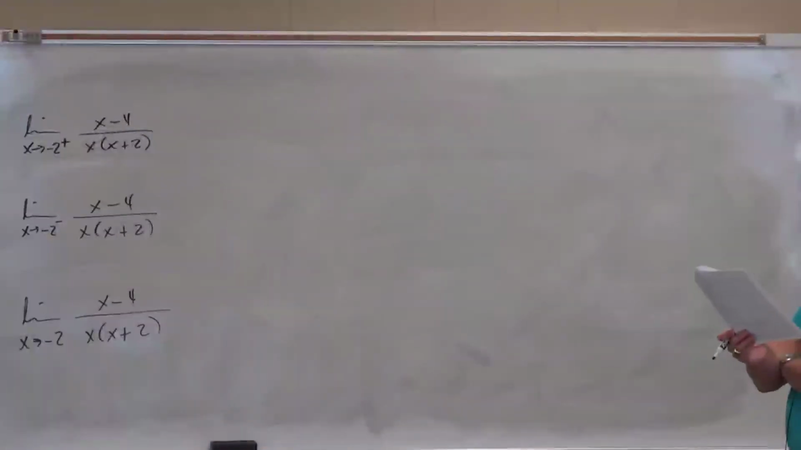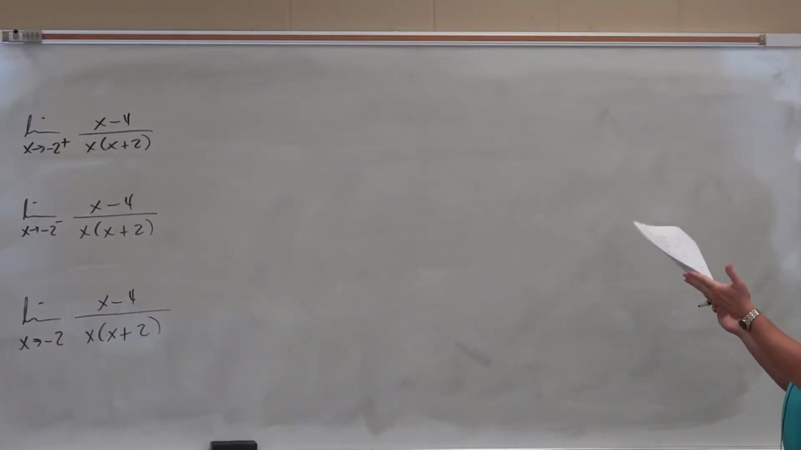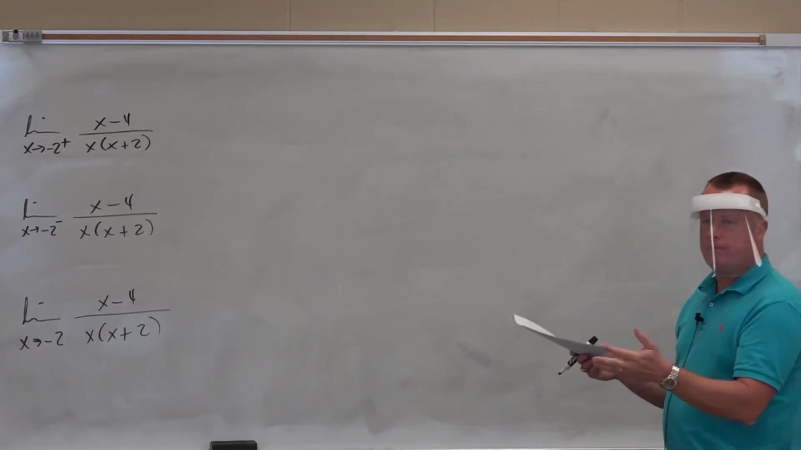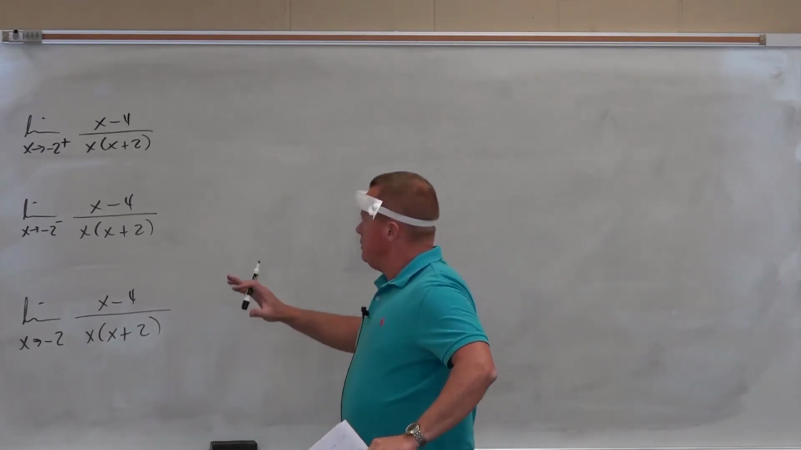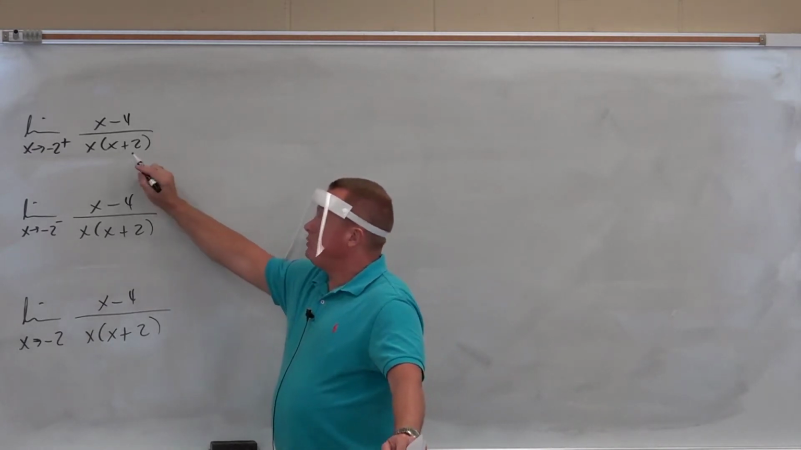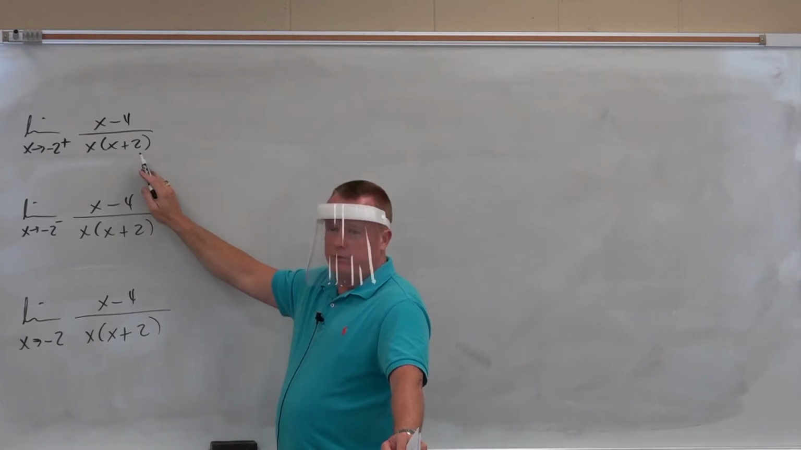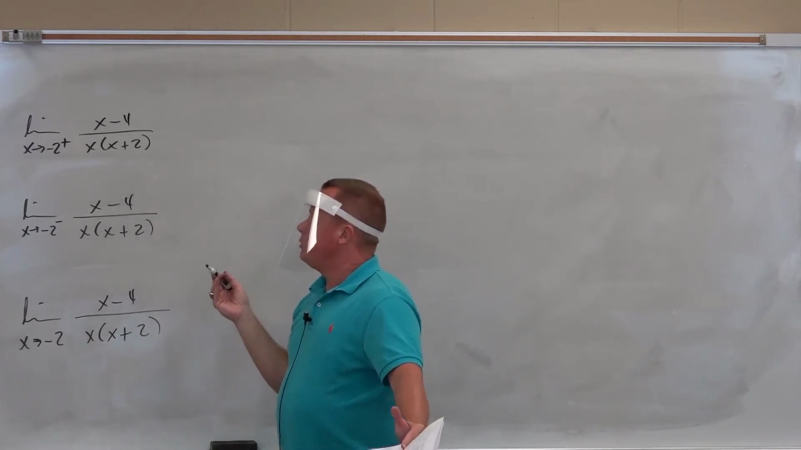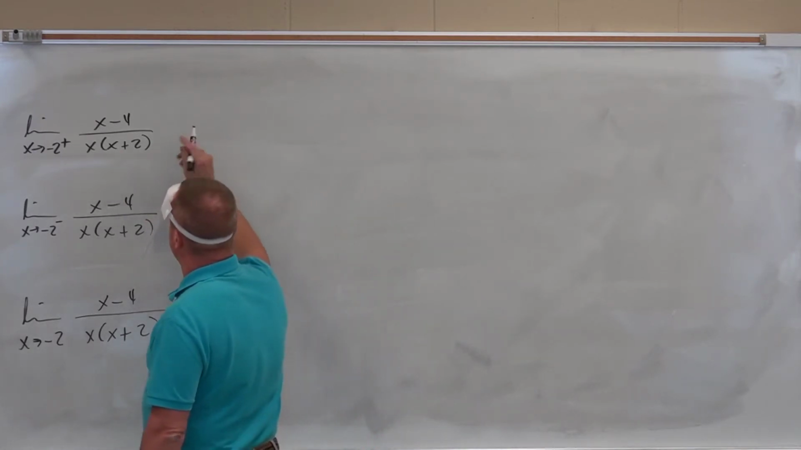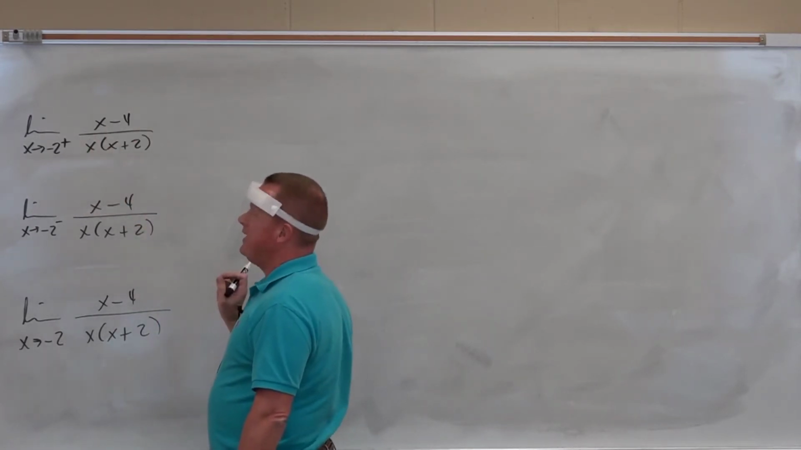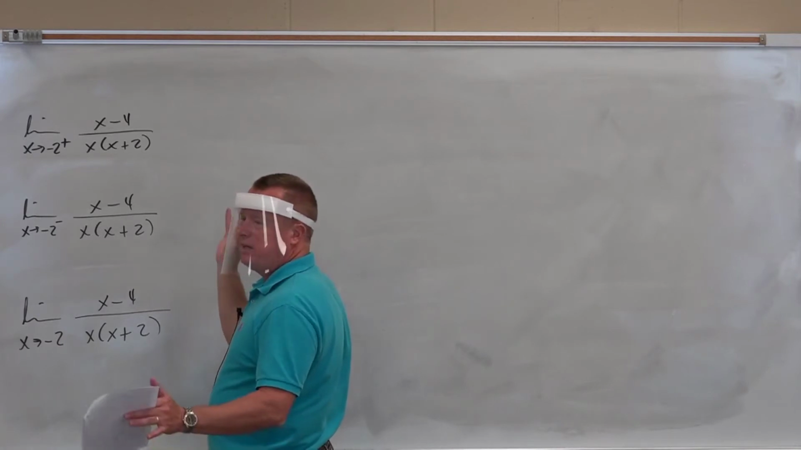All right, so we're looking at that function as it approaches negative 2 from the left, from the right, and then just negative 2. All right, so this will not reduce. So you actually would have two vertical asymptotes on this one. You have one at 0 and one at negative 2. Okay, so let's see what's happening. All right, so x minus 4, I can just plug negative 2 into that. What is negative 2 minus 4? Positive or negative? Negative.